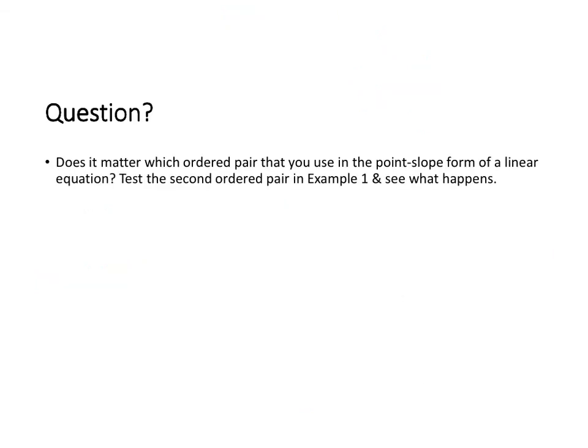Alright, so here I've got a question for you. Does it matter which ordered pair you use when you use the point slope formula? I want you to test that second ordered pair, plug it into the point slope formula, and then take your equation and put it in slope intercept form and see what happens. So pause the video now and do that, and we'll discuss it tomorrow. Once you've got that in slope intercept form, restart the video, and we'll go on.